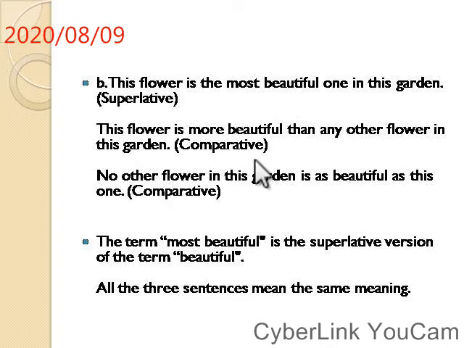For positive degree, it will be as and as: as beautiful as. It is more beautiful than. Before beautiful, it is more. After beautiful, it is than. In superlative, the most. The and most. Okay, this is a pattern, a standard pattern you have to write. The term most beautiful is the superlative version of the term beautiful.